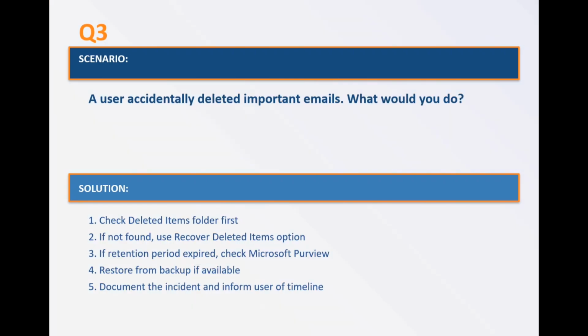Scenario 3. A user accidentally deleted important emails. What would you do? Check the Deleted Items folder first. If the emails are not available, recover them from the Recover Deleted Items option. If the retention period has expired, restore them using Microsoft Purview or backup if available.